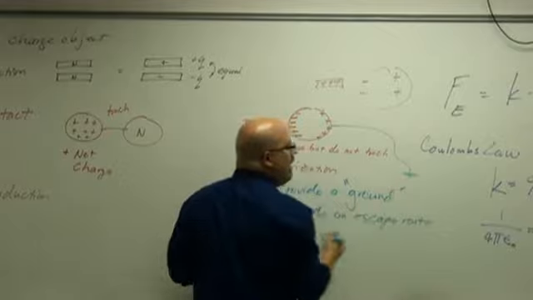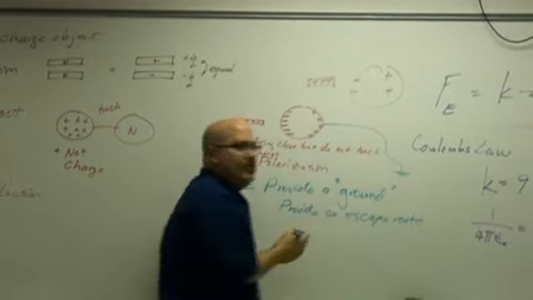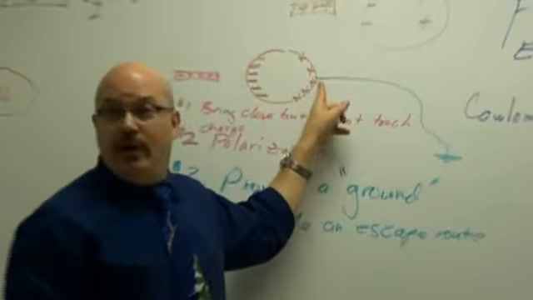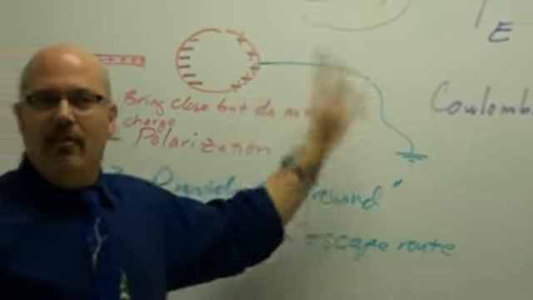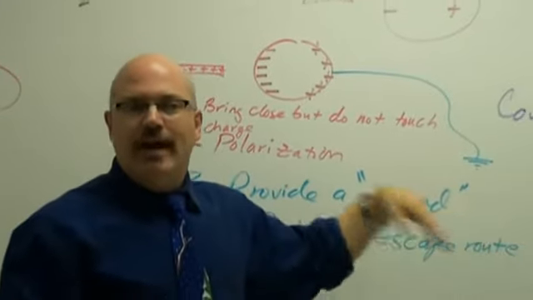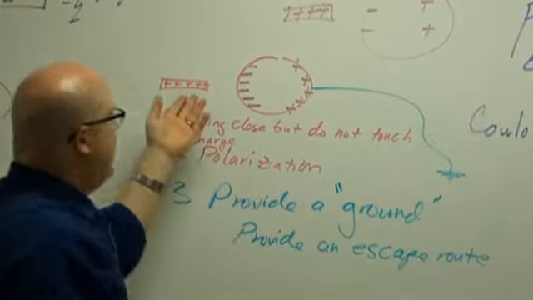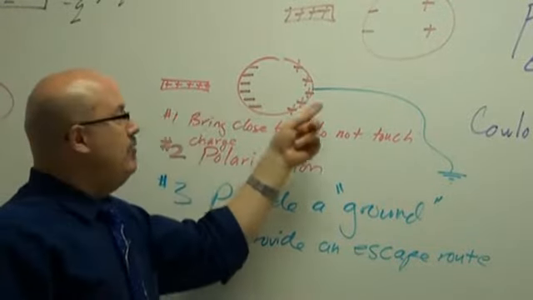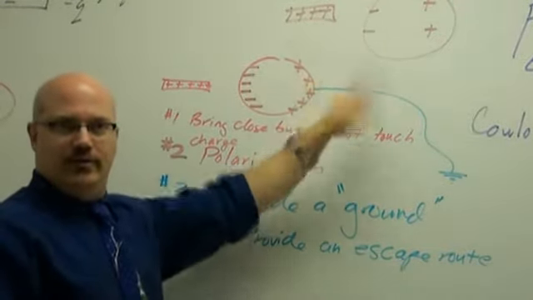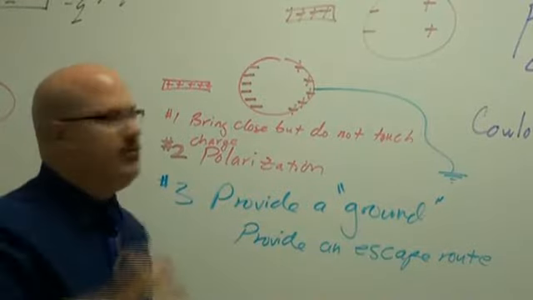This is the symbol for ground. What you've done is you provide a conducting path to some other place. Now, what does that do? Well, in our position right here, what do these protons want to do? Escape. Now, in reality, what happens?